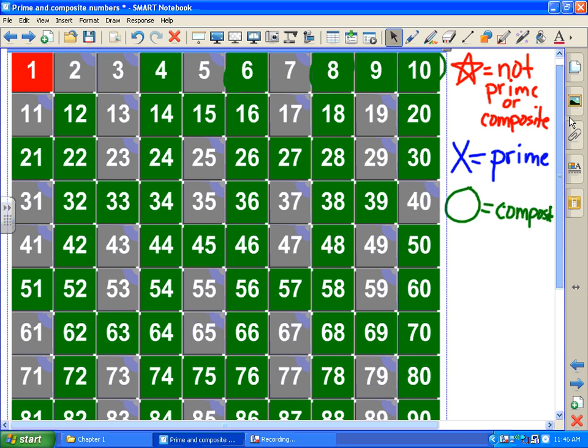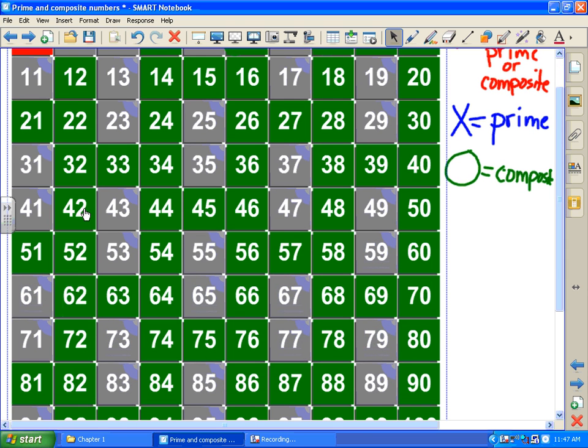Once again, check your top row. Make sure you have all the green ones circled. So 4, 6, 8, 9, 10. Then 12, 14, 15, 16, 18, 20. 21, 22, 24, 26, 27, 28, 30. 32, 33, 34, 36, 38, 39, 40. Okay, 42, 44, 45, 46, 48, 50.